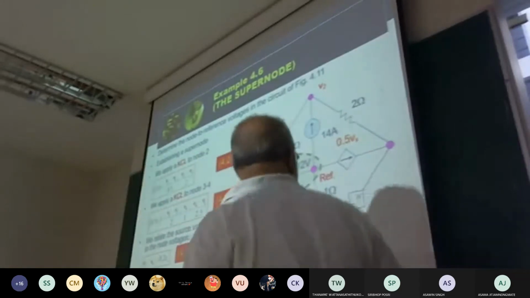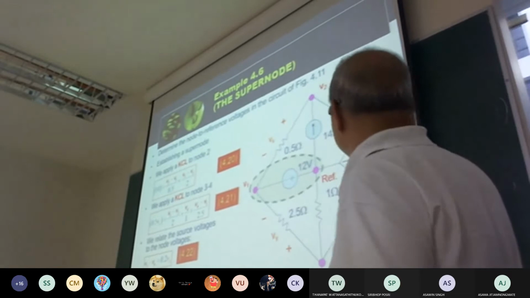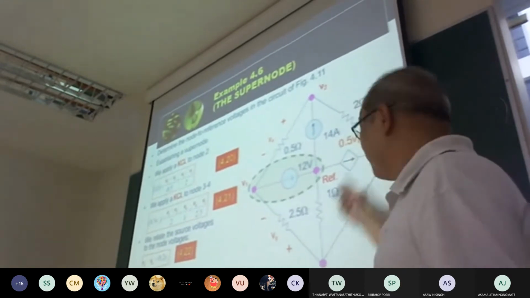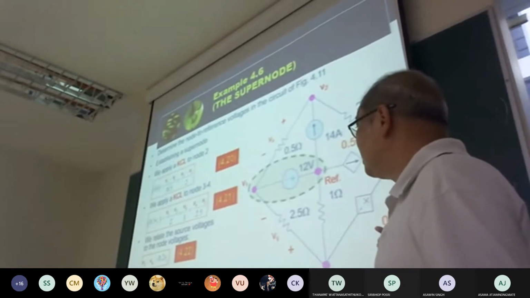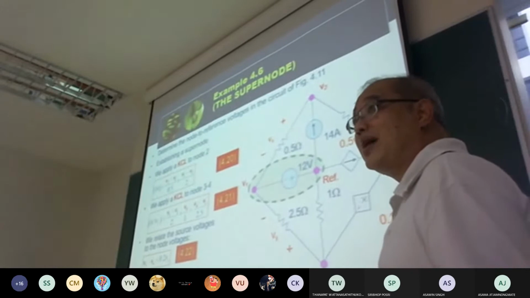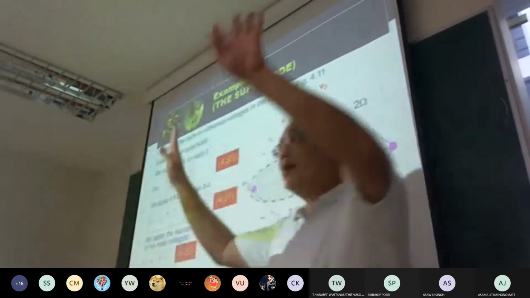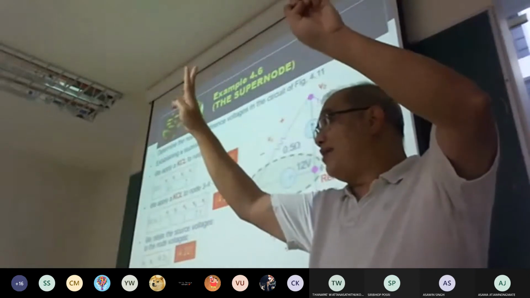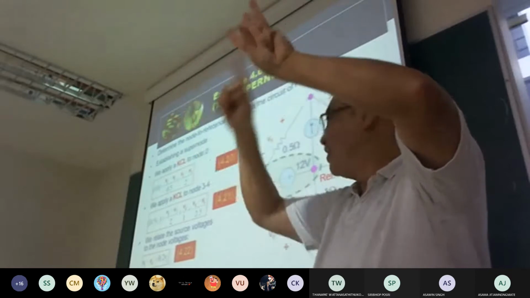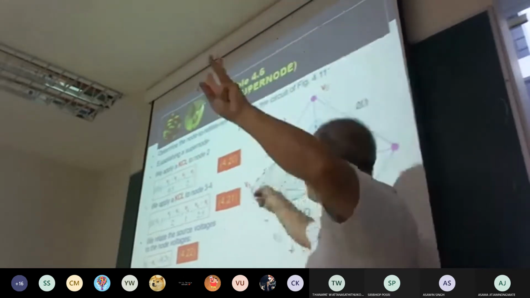Next step, inside this supernode, you can see V3 and V4 and the voltage source, right? V3 minus V4 equals 0.2 V1, sorry. I told you, you have 4 unknowns, V1, V2, V3, V4. We apply 2 KCL. The first voltage relationship is here, and the second voltage relationship is here.